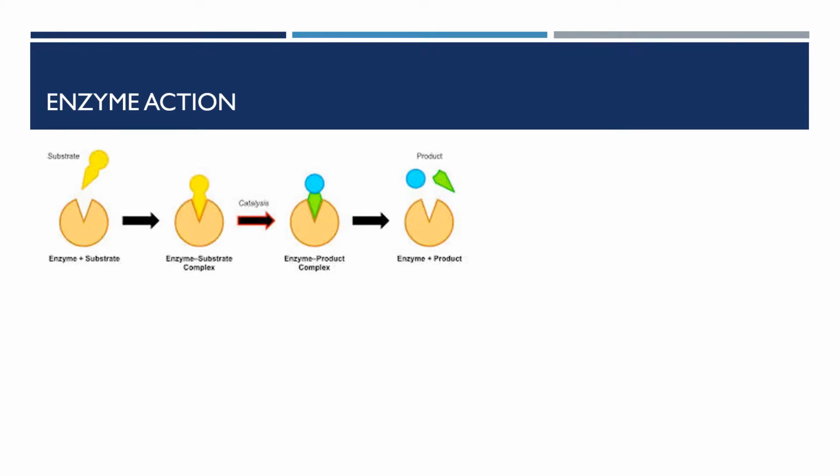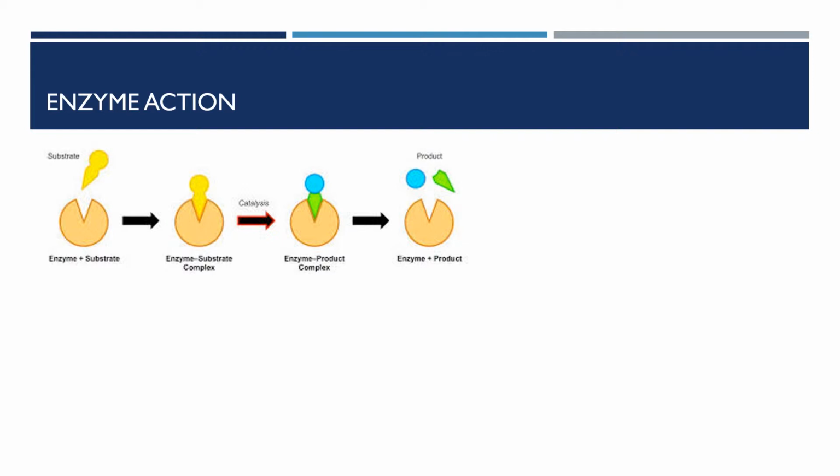Enzyme action. Now, I've only done pictures for these because I feel like, at least for myself, I learn better from pictures. So what you have in the beginning, you have your enzyme and your substrate. Now, as you can see, the bottom of the substrate is a similar shape to what the enzyme is. So it's able to bind to that enzyme, forming an enzyme substrate complex.